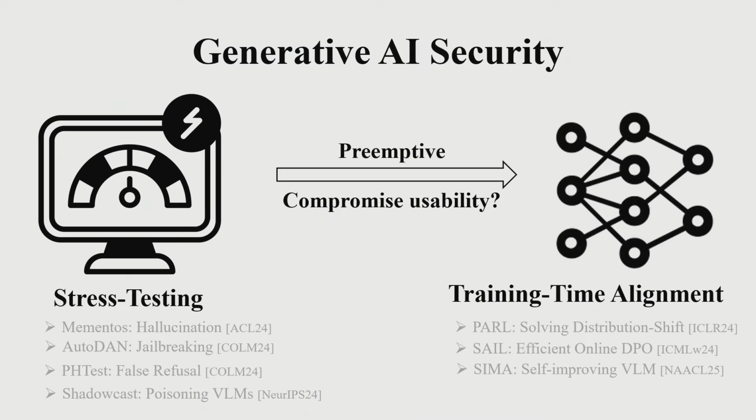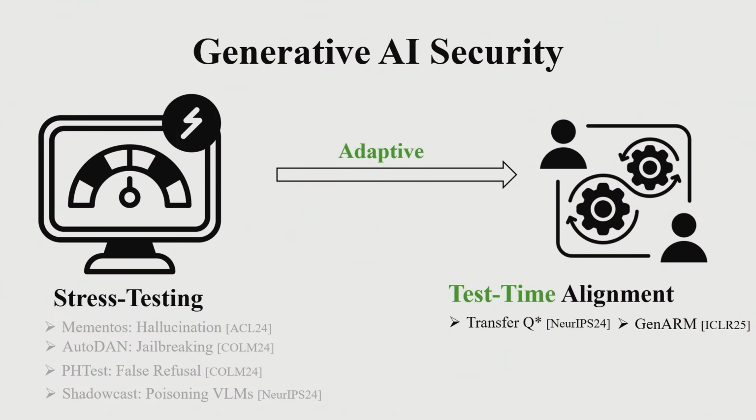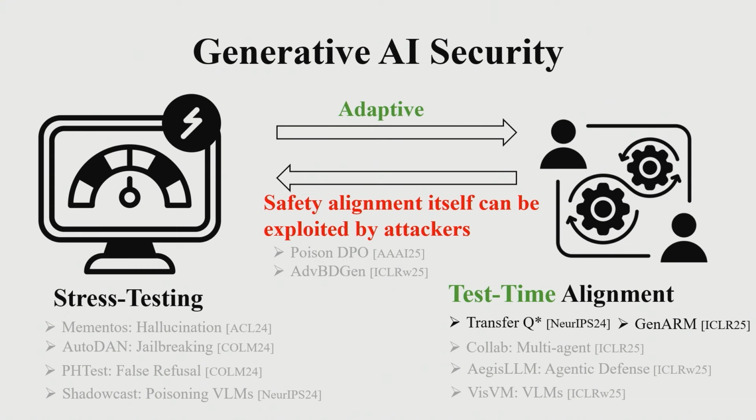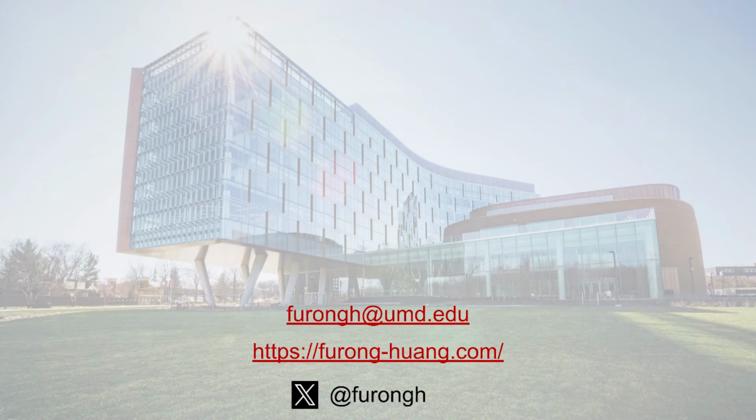So finally, I just want to conclude that I advocate for this kind of test-time alignment so that you're not being preemptive, and you do not necessarily have to compromise usability. Using this test-time adaptability, you should be able to adapt on the fly and defend against adaptive attacks. So with that, I'll conclude by saying that I believe there is a cat and mouse game in the safety of generative AI, because even safety alignment itself could be exploited by attackers. Recent papers show some of those results. With that, I'll just conclude. Thanks.